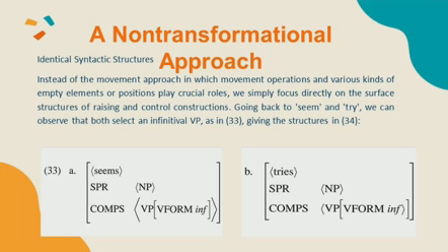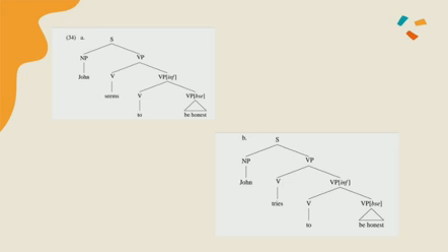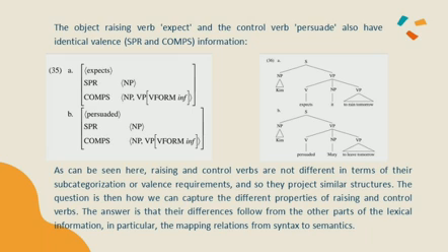And next, the object raising verb expect and the control verb persuade also have identical valence, SPR and COMPS information. As can be seen here, raising and control verbs are not different in terms of their subcategorization or valence requirements, and so they project similar structures. The question is then how we can capture the different properties of raising and control verbs. The answer is that their difference follows from the other parts of the lexical information, in particular the mapping relation from syntax to semantics.